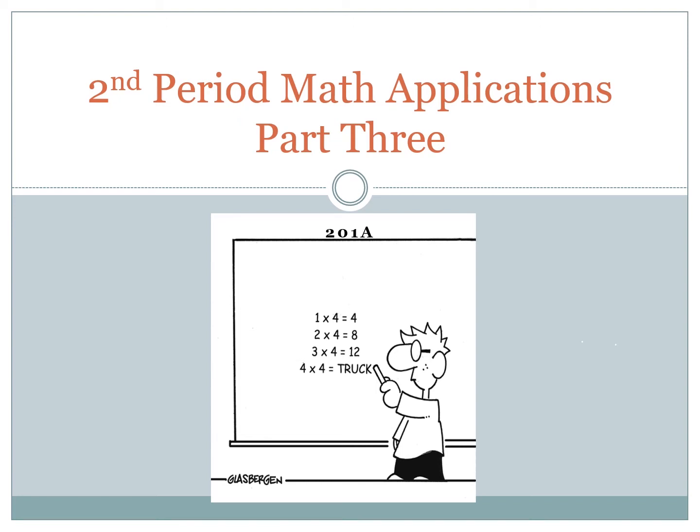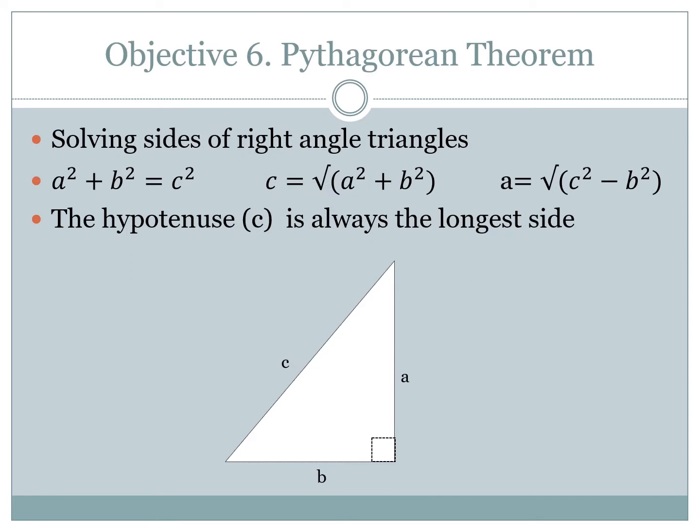In this video, we'll be dealing with objective number 6, which is based on Pythagorean's theorem. Now, Pythagorean's theorem is my favorite mathematical formula in the world. Don't mock me, I do have a favorite math formula. So what Pythagorean theorem is, it's a way for us to solve sides of a right angle triangle.